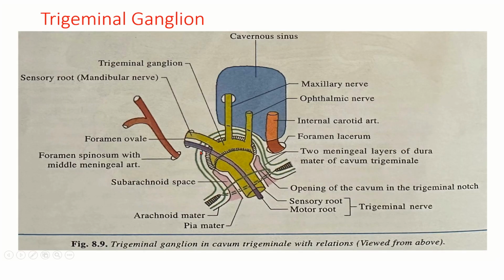You can see here the cavum trigeminale and the trigeminal ganglion. These are the three divisions of the trigeminal nerve: ophthalmic, maxillary and mandibular, and this is the motor root. If you observe properly, anteriorly the meninges adhere to the epineurium, whereas posteriorly the sensory root and motor root are surrounded by subarachnoid space. CSF is present around these two roots, but anteriorly the dura is attached to the epineurium.